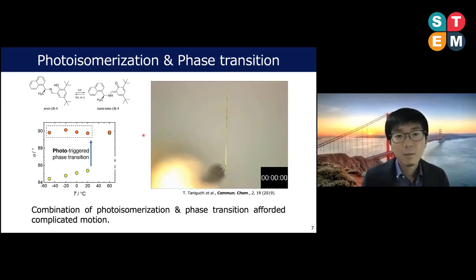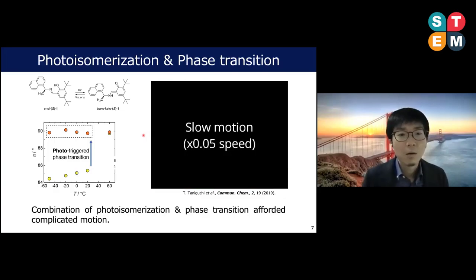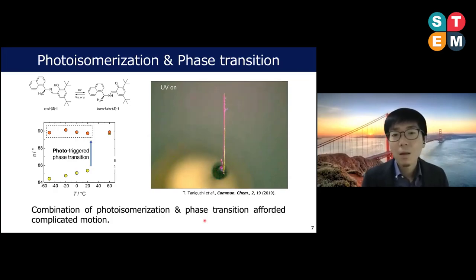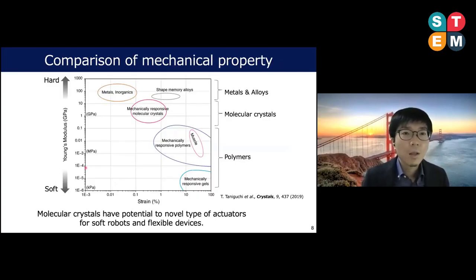So in this research, I developed a combination of photoisomerization and phase transition. So here, the motivation of the molecular crystal. Here I show the graph of mechanical property. The vertical axis is the Young's modulus, which is elastic property. So the upper direction is hard material, and the lower direction is soft material.